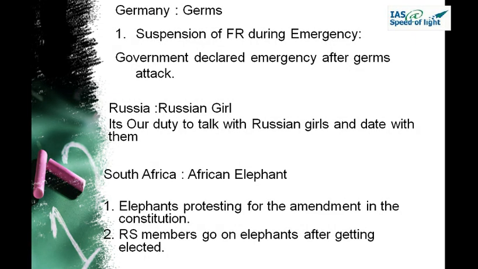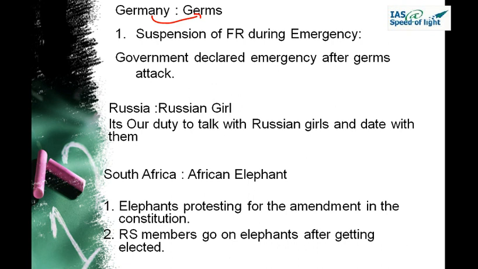Next country is Germany. From Germany, we have taken the suspension of fundamental rights during emergency. And for Germany, our picture is of germs. Germs is going to be the picture for Germany. So the government declared an emergency after a germs attack. There are so many germs in the surroundings, so the government has declared an emergency and announced that no person should go out of their home, otherwise they will be attacked by the germs. So we are linking germs, or Germany, with the suspension of fundamental rights during emergency.